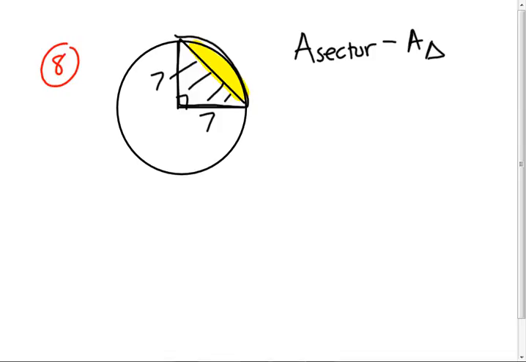We need to talk about what part of the cake or pizza do we have? Look at that. It's 90 out of what? 360. Yeah, you know it's 1/4, don't you? Pi r squared.